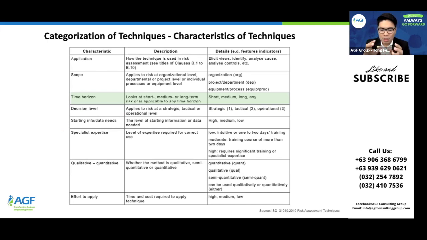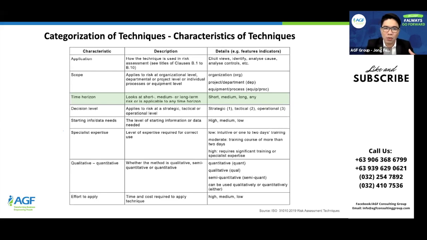Each risk assessment tool or technique, whatever you call it, will be used in different situations, at different times, in different contexts within your risk management system. So are you following this so far? These are the characteristics of techniques. Again, let me repeat that. You have application, scope, time horizon, the decision level.